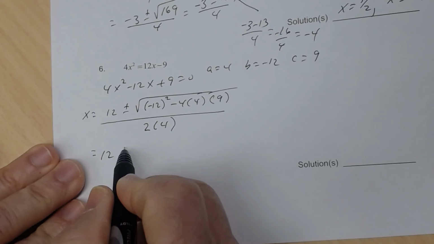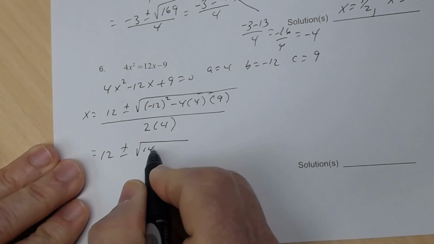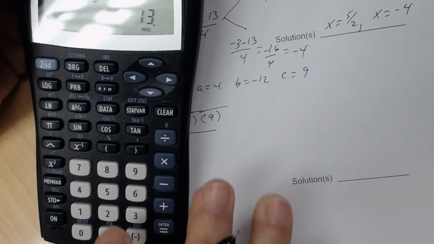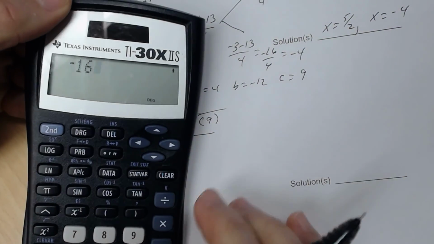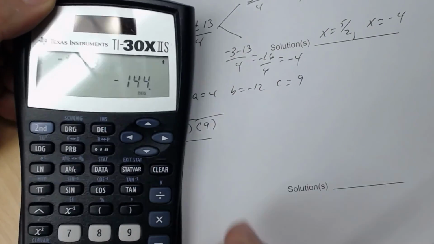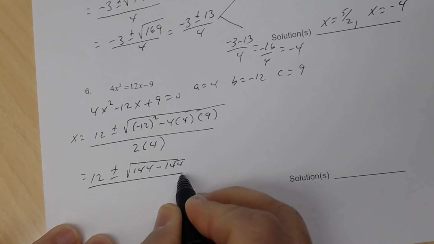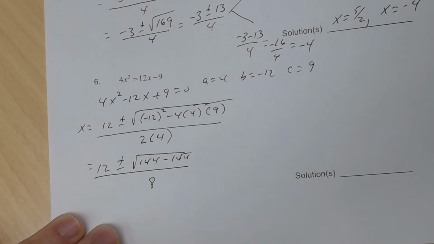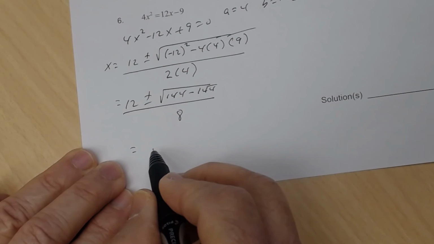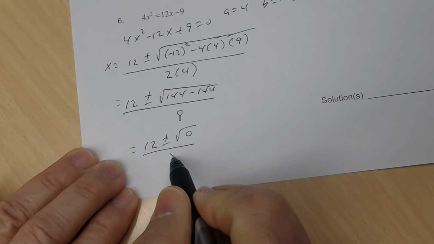So I get 12 plus or minus the square root of negative 12 times itself, which is 144. A negative 4 times a positive 4 is a negative 16. Negative 16, and that's being multiplied by a positive 9. And so I get a negative 144. So this becomes 144 minus 144, all divided by 8. 4 times 2 is 8. Now notice what happens in this case. So this right here becomes 12 plus or minus the square root of 0 divided by 8.